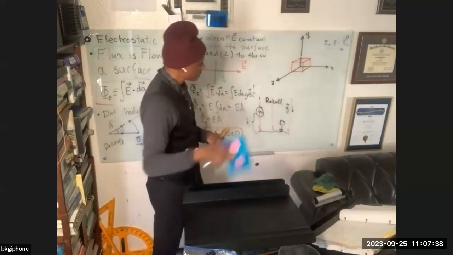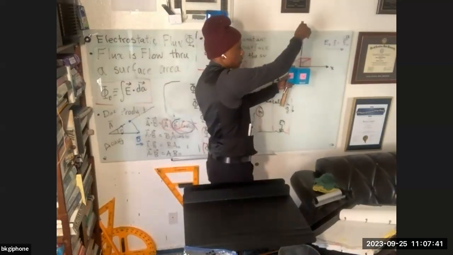Now remember, this surface has area vectors. So one points along Y.